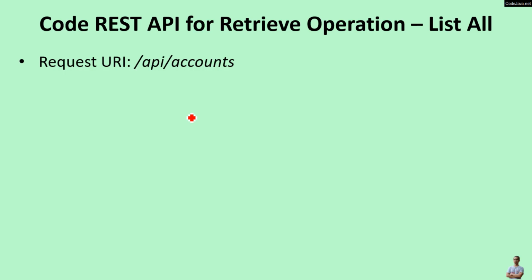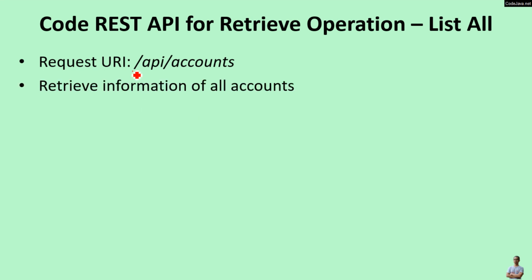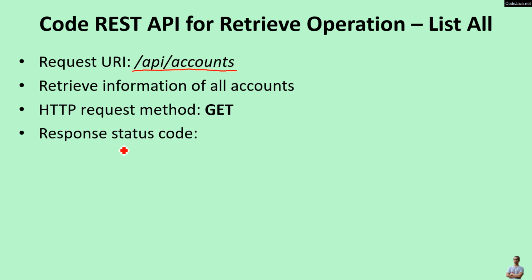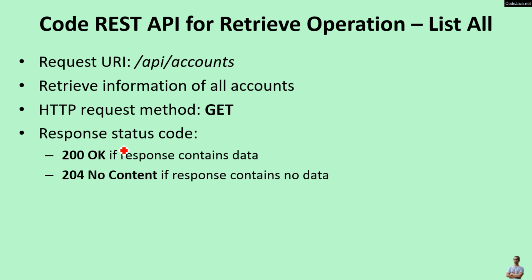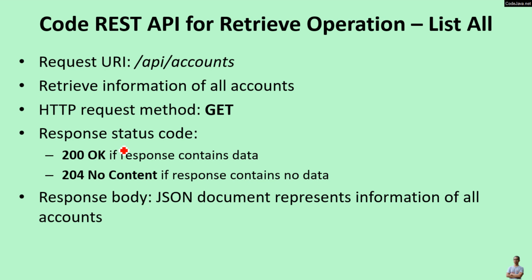Okay, now we come to code the first REST API for the first retrieve operation, list all accounts. The request URI or the API endpoint URI should be /api/accounts, and the purpose of this API is to retrieve information of all accounts. And the HTTP request method should be get. The response status code should be 200 OK if response contains data, or 204 no content if the response contains no data. And the response body should include a JSON document represents information of all accounts.